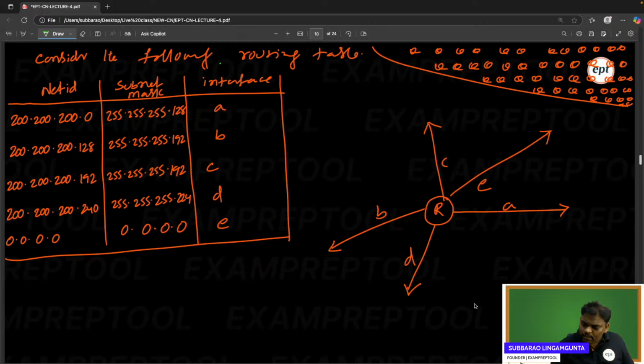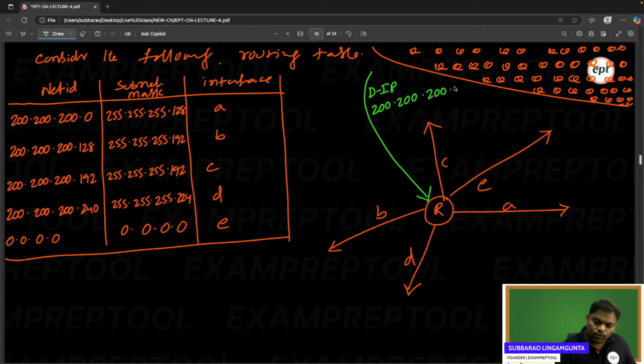Right? Some people are asking, sir, one packet is coming. Let us assume that one packet came to the router with a destination address. Let me write it now: destination IP, DIP. One packet came to the router with the destination IP 200.200.200.221. That is the destination where that packet has to go.